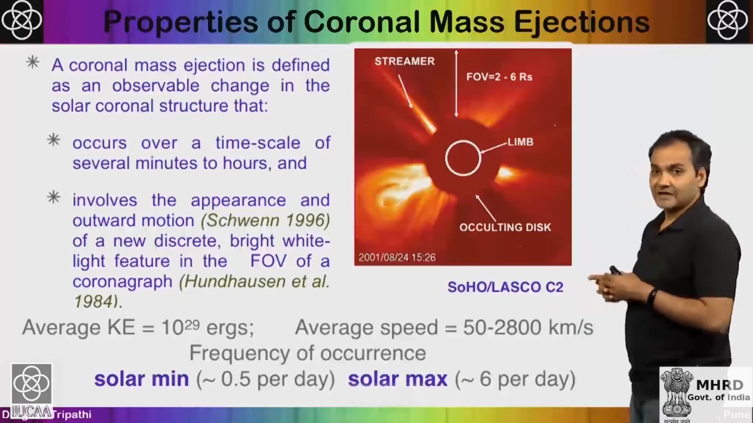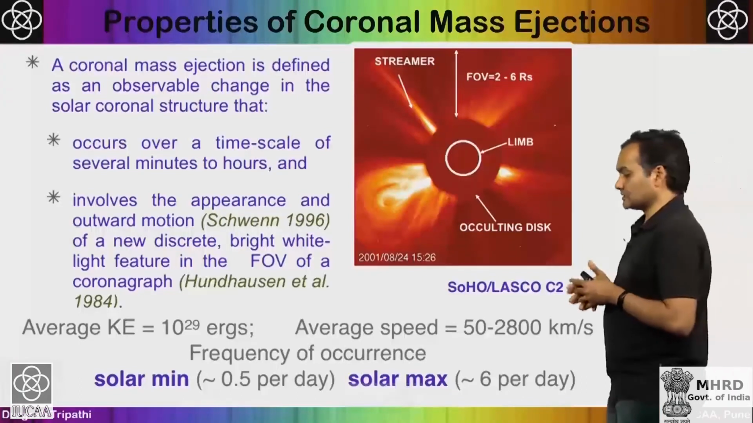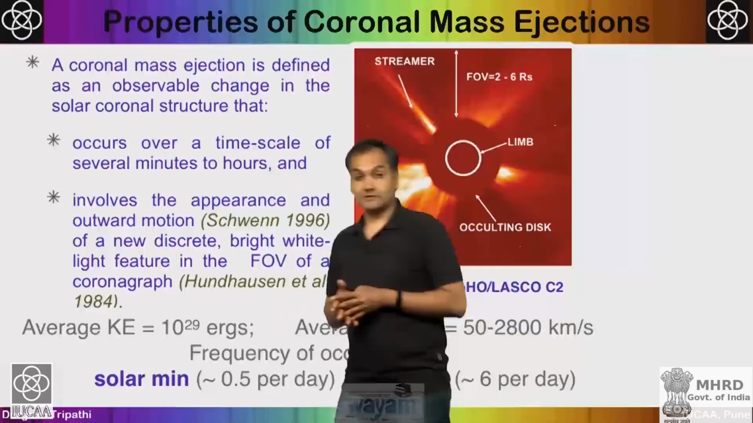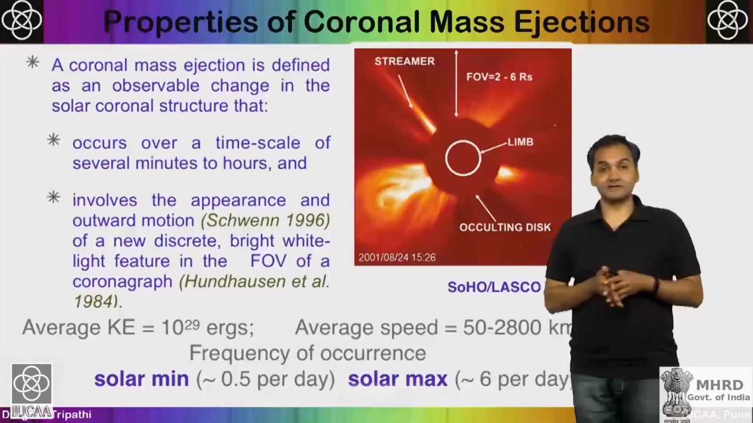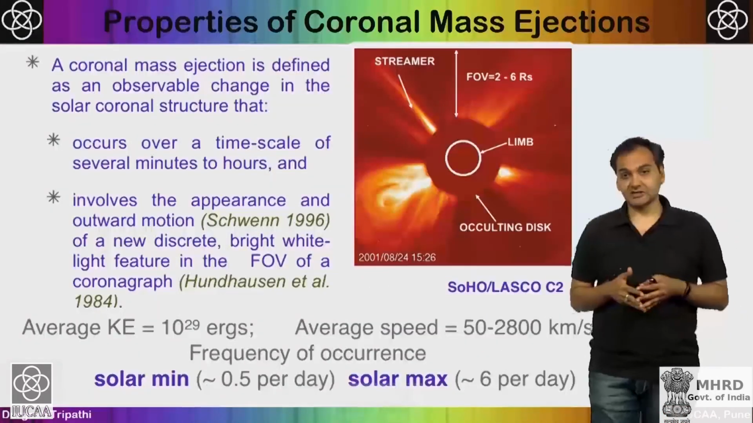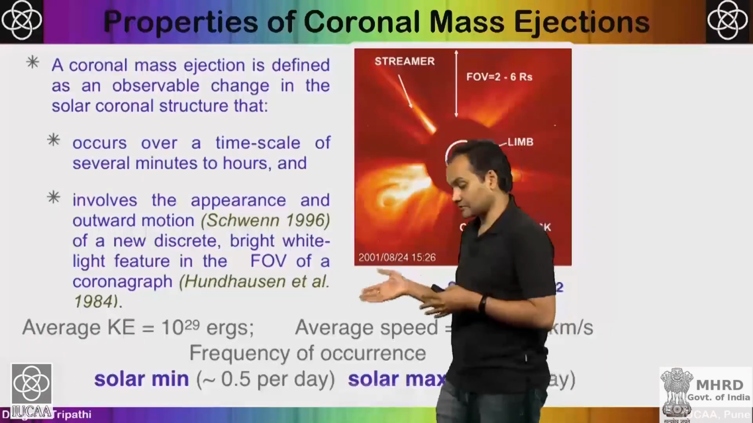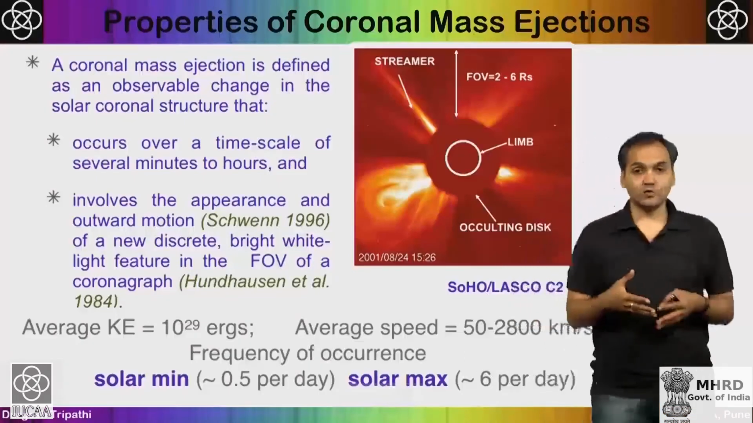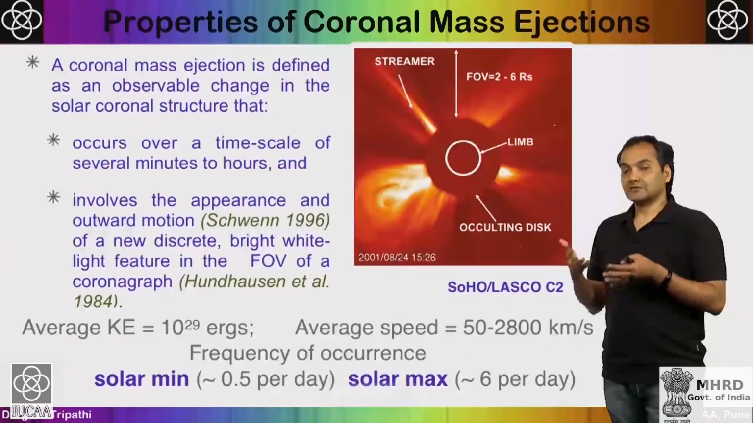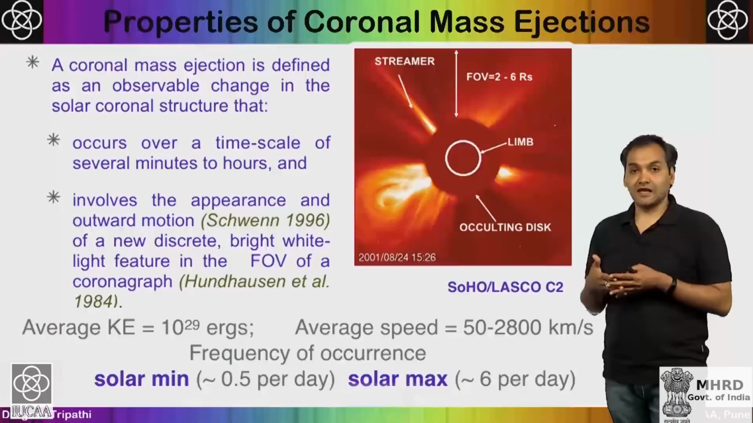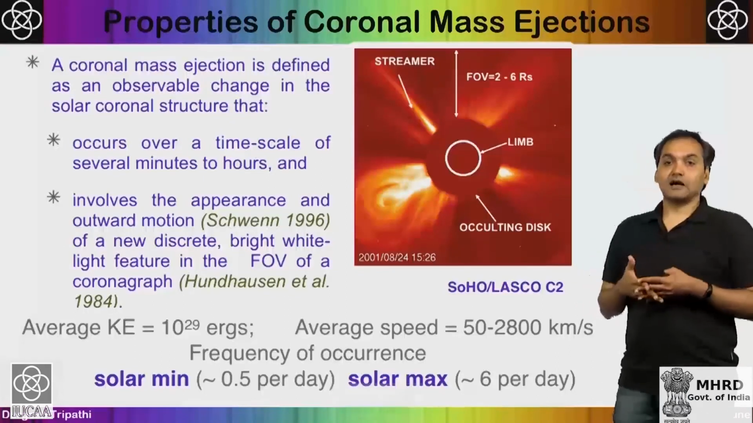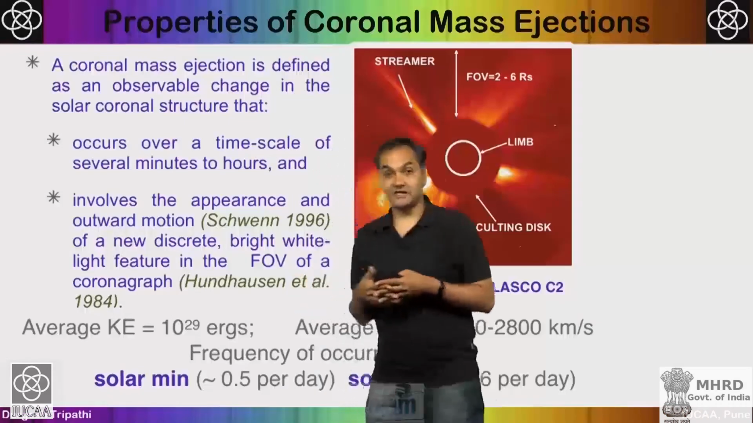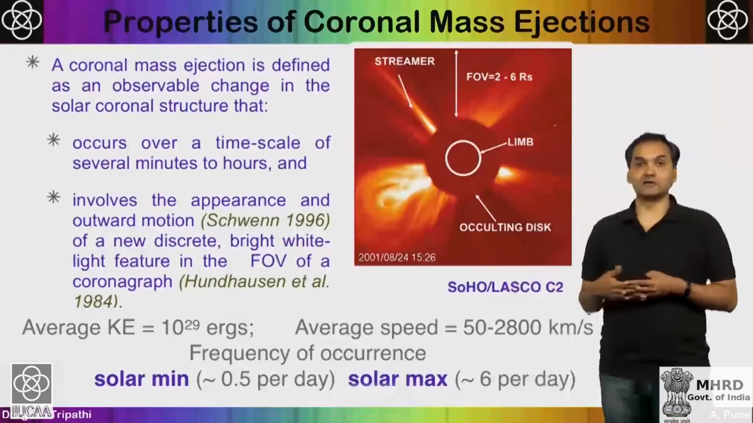The average kinetic energy of such coronal mass ejections is about 10 to the power 29 ergs, and the average speed they can travel at is about 50 to 2,800 kilometers per second. Their frequency changes depending on the solar cycle, which I will talk about tomorrow. During the minimum, when the sun is not that violent, you could see 1 coronal mass ejection in 1 or 2 days, and about 6 to 10 every day when the sun is at maximum.